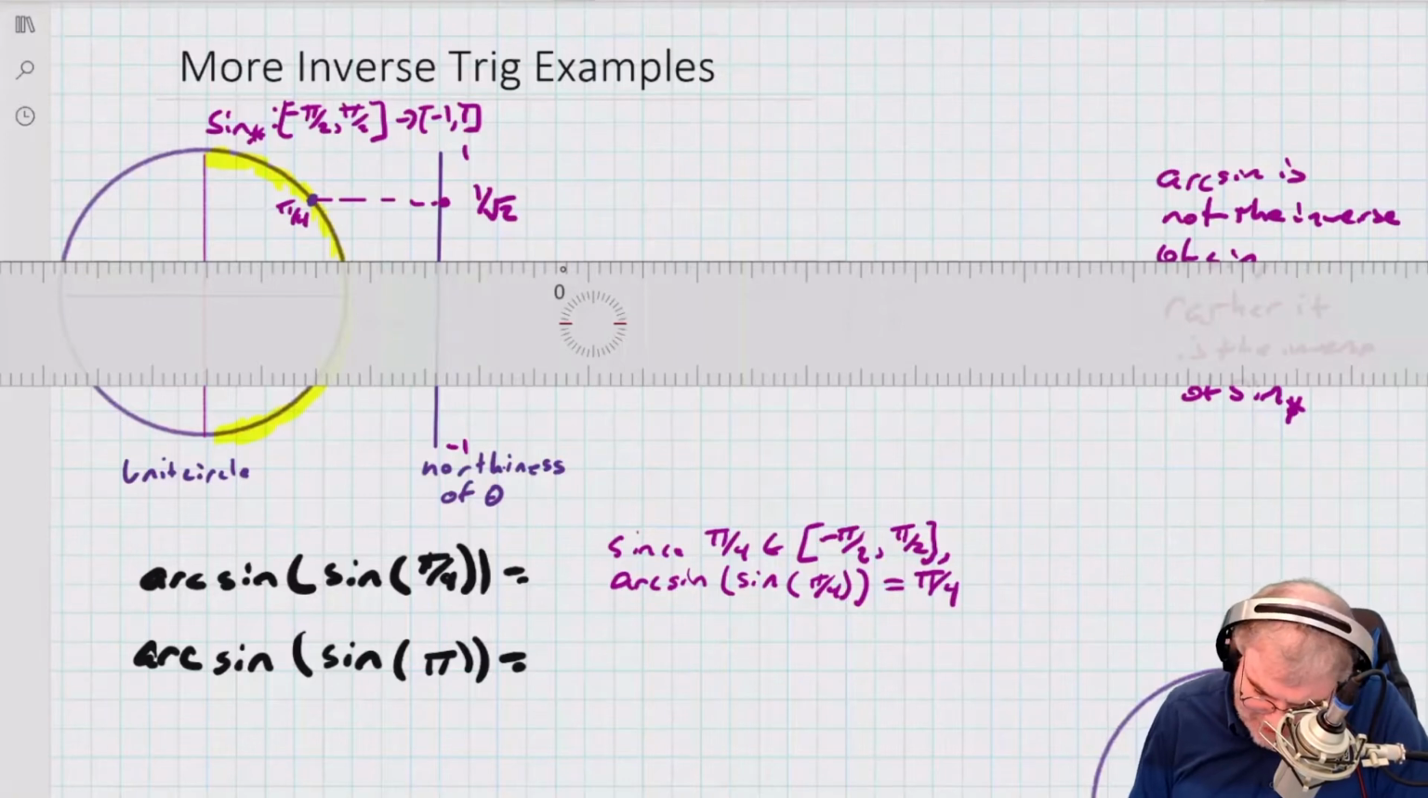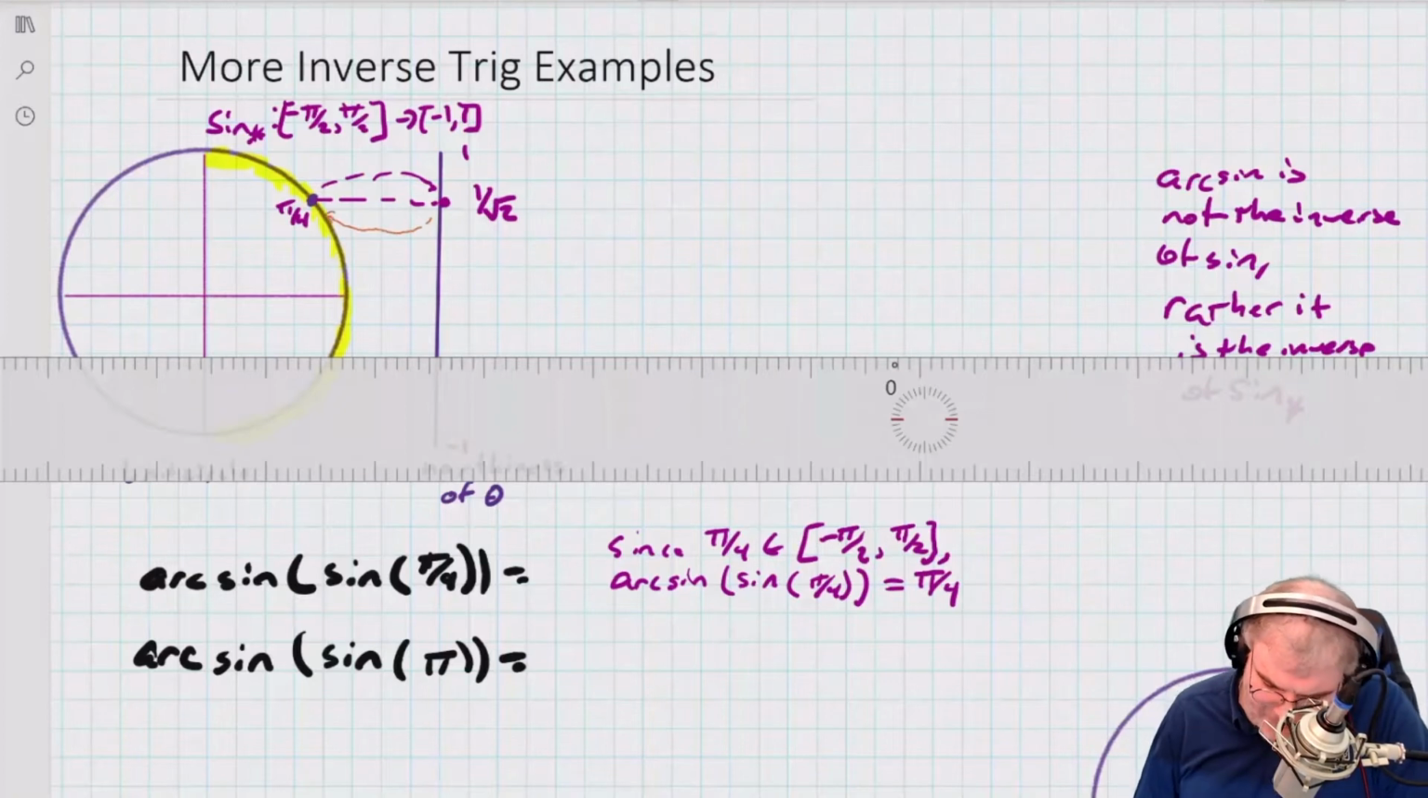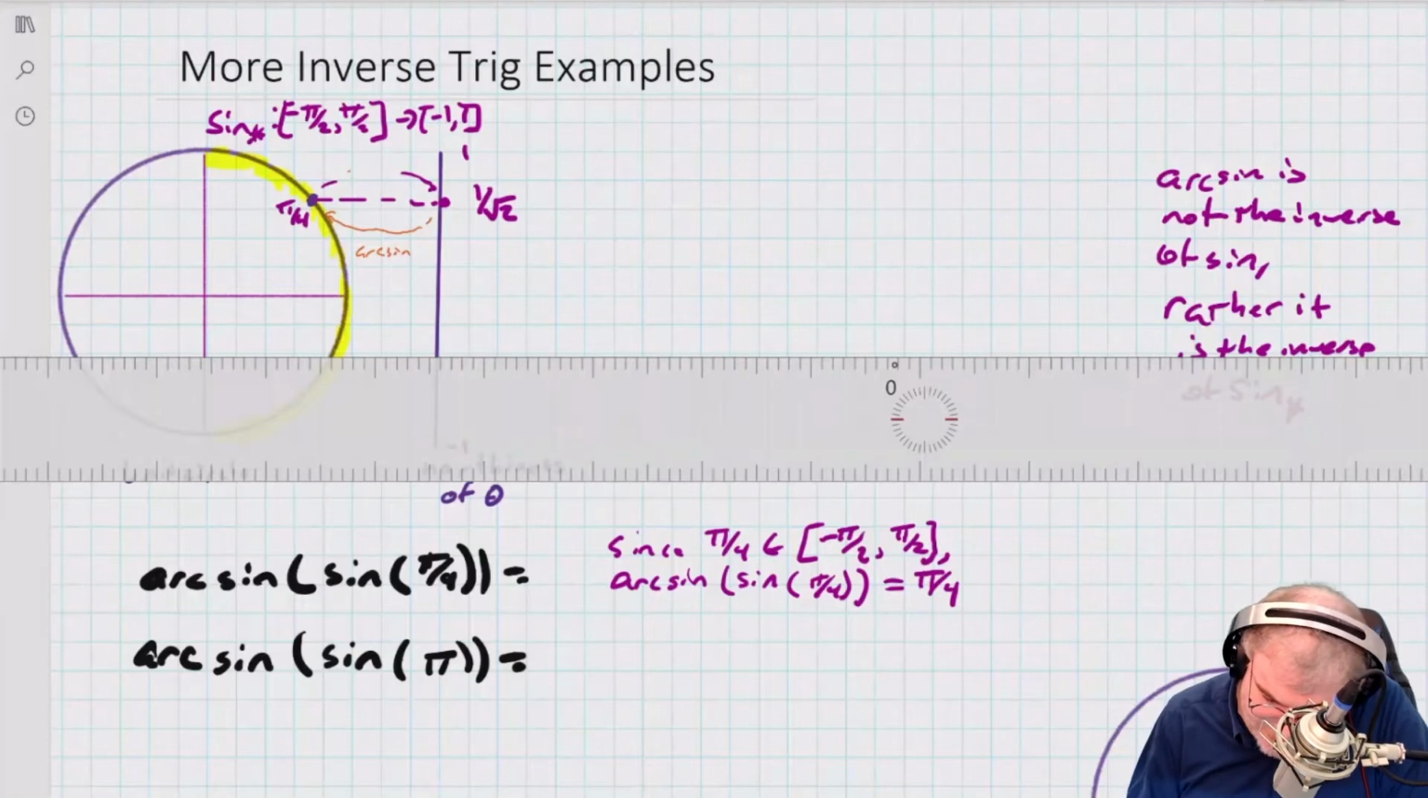So arc sine, so sine does this, and arc sine does this. All right, so this is what arc sine does. Right, if I'm in the happy zone, these things are inverses of each other, basically.